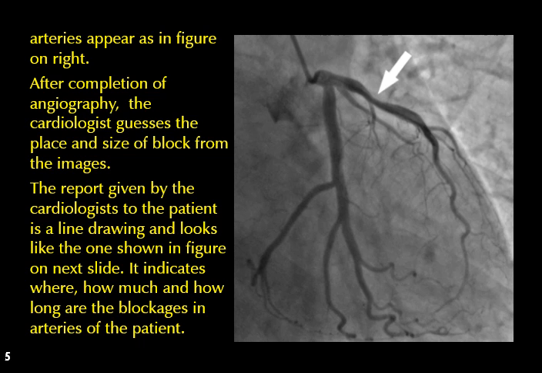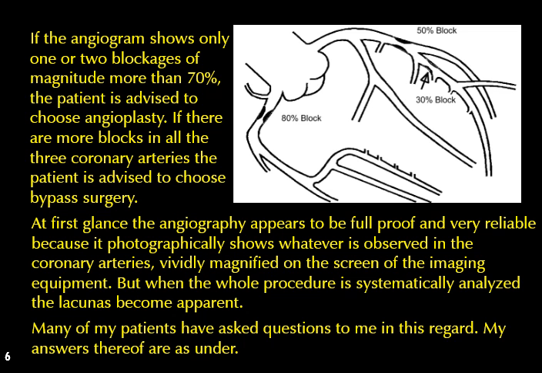After completion of angiography, the cardiologist guesses the place and size of the block from the image. The report given by the cardiologist to the patient is a line drawing and looks like the one shown in the figure on the next slide. It indicates where, how much and how long are the blockages in the arteries of the patient. If the angiogram shows only 1 or 2 blockages of magnitude more than 70%, the patient is advised to choose angioplasty. If there are more blockages in all the 3 coronary arteries, the patient is advised to choose bypass surgery.